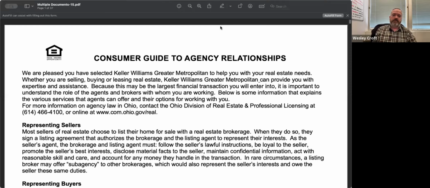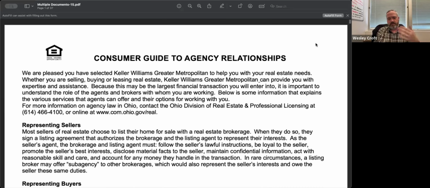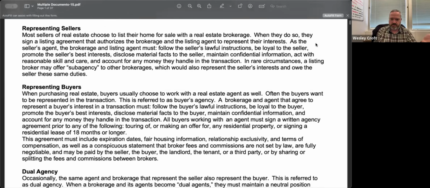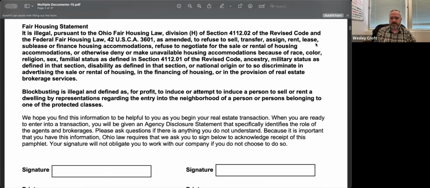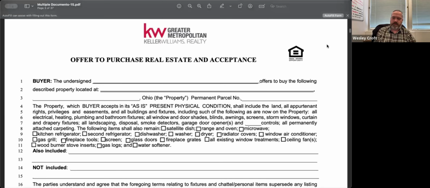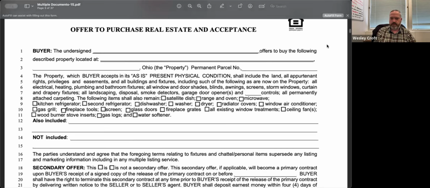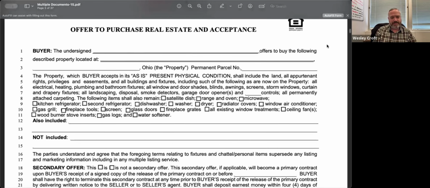Okay, so first things first, you all learned this in real estate school. Every buyer and seller must have a consumer guide to agency relationships signed and filled out. I put this as the first document to reiterate that point. I'm not going to go over it because you should know at this point what that is. So we're just going to skip through that and get to the really good stuff. If you do have any questions about the consumer guide, just let me know after, but it should be pretty self-explanatory. Okay, so offer to purchase real estate and acceptance.